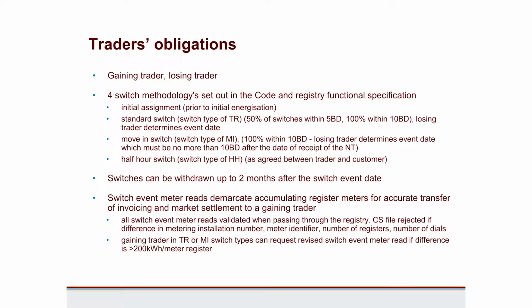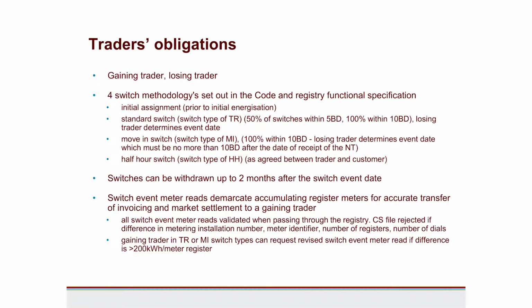If they have an arrangement with a customer, they must actually switch that ICP identifier to themselves. The code commences their obligation from the time they actually get that arrangement. Under the Act, from the time that arrangement starts, they're acting as a retailer, and they are required then to comply with the code. The code sets out 4 different switch methodologies for traders.